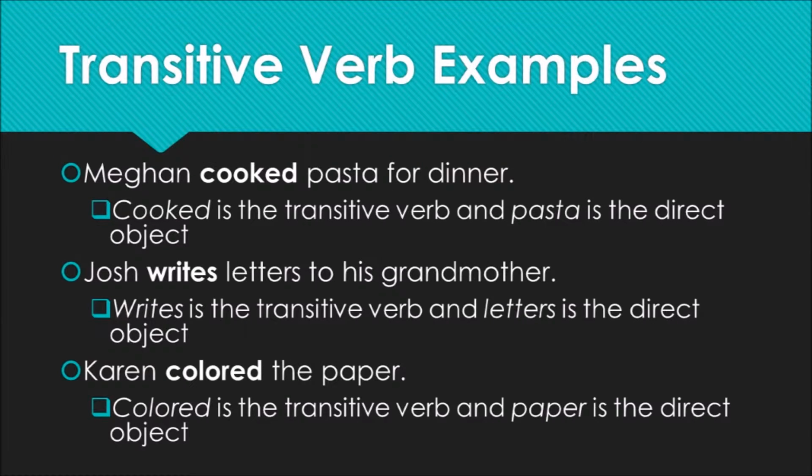Here are a few examples of transitive verbs that I have written. Make and cook pasta for dinner. In this sentence, cooked is the transitive verb and pasta is the direct object. Josh writes letters to his grandmother. Writes is the transitive verb and letters is the direct object. Karen colored the paper. This time, colored is the transitive verb and paper is the direct object.